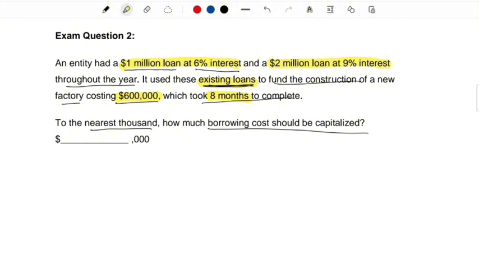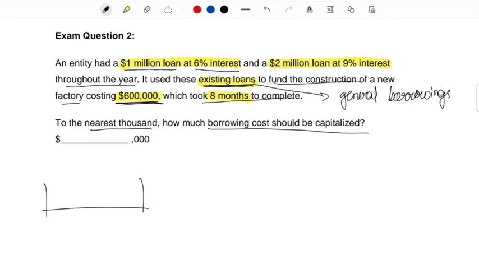We have to calculate the borrowing cost. Now, one hint that I will give you: whenever the question mentions existing loans, it usually means, and definitely means, general borrowings. It means general borrowings, okay? And when it comes to general borrowings, we have to calculate what we call the weighted average interest cost. We have to calculate that because we essentially do not know how much interest rate is specifically going to go on the $600,000. The reason why is because look at here.